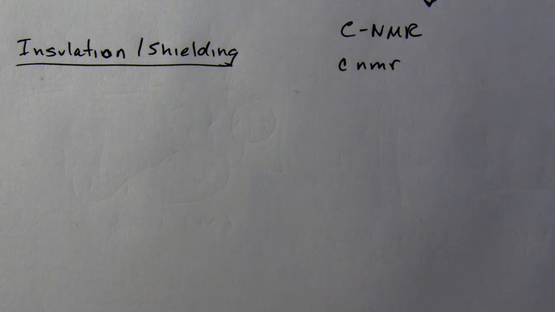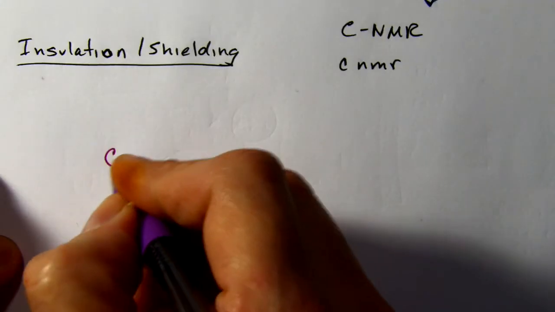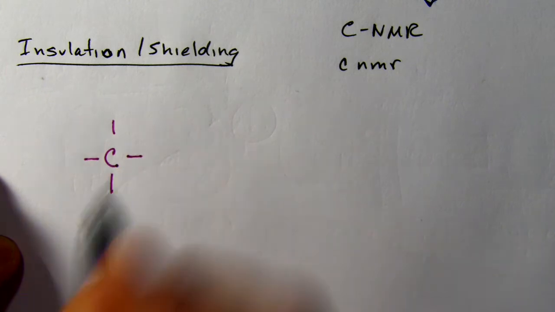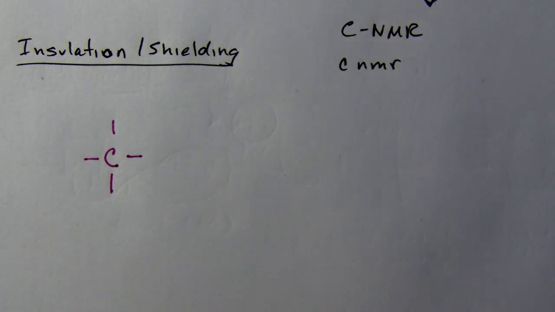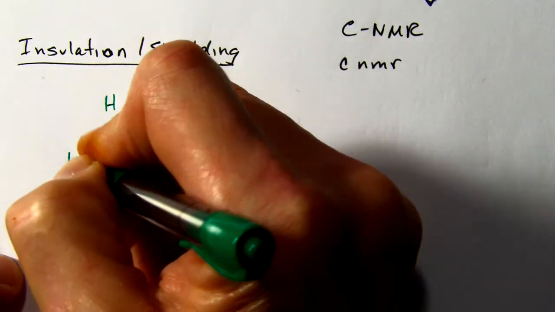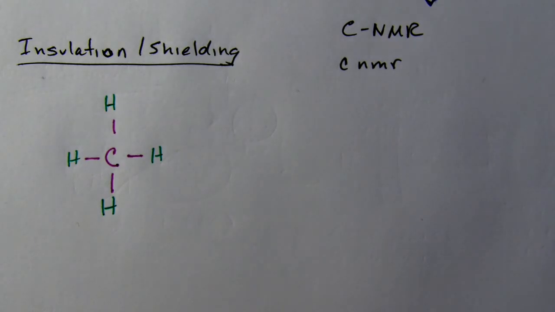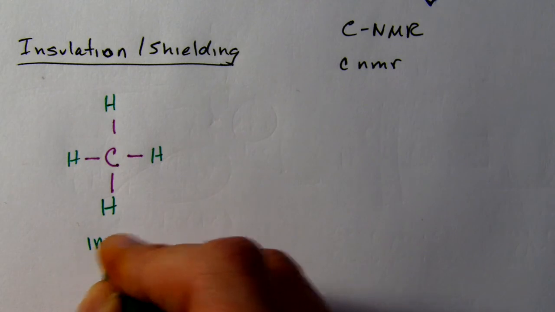Let's take our carbon-13 and we'll just pick a carbon right here. All right, so you know that carbon-13, just 13, that's all we need. This carbon-13 has a magnetic field associated with it. And if we surround that carbon with hydrogens, it kind of has what's called an insulating effect.